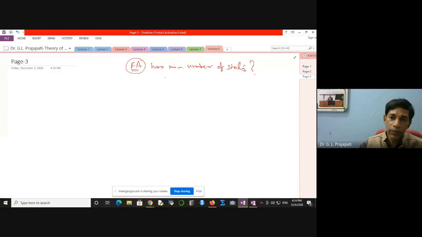So one way to prove whether the FA has the minimum states or not is to identify the equivalence classes your FA is going to accept. And if the number of equivalence classes and the number of states in your FA remain the same, then you can say that your FA has the minimum number of states.